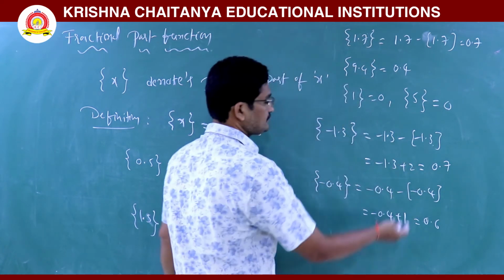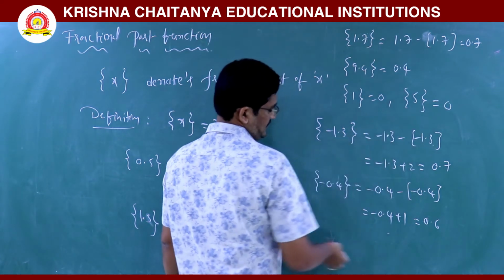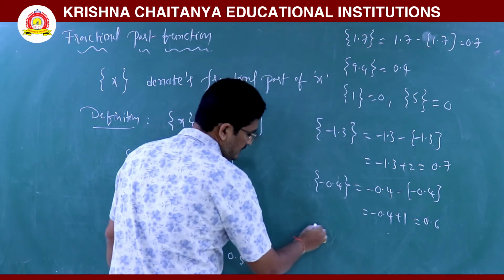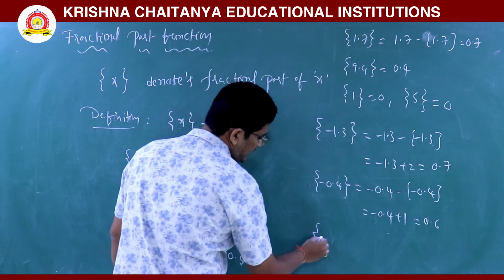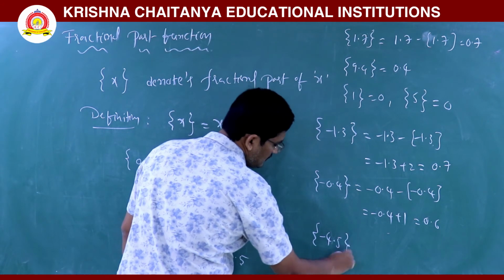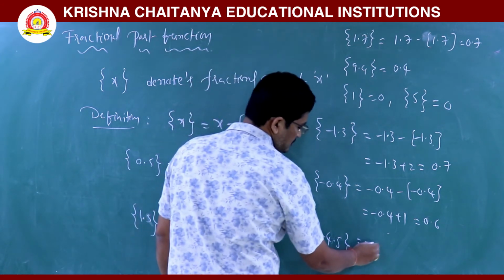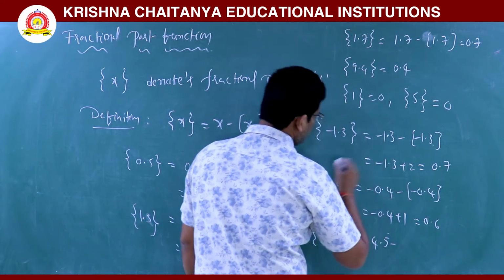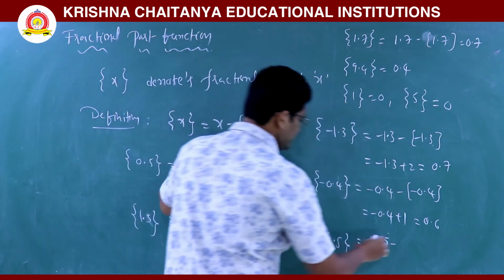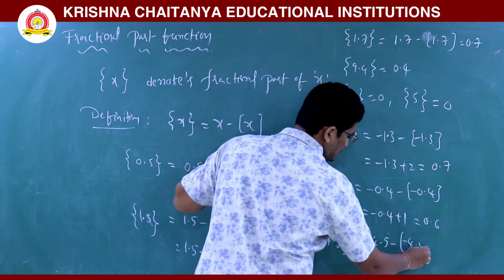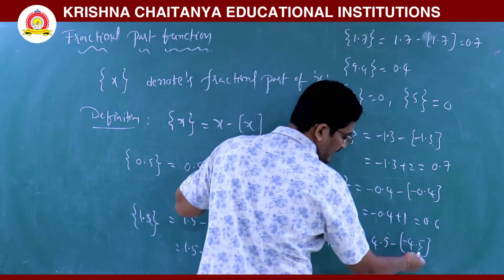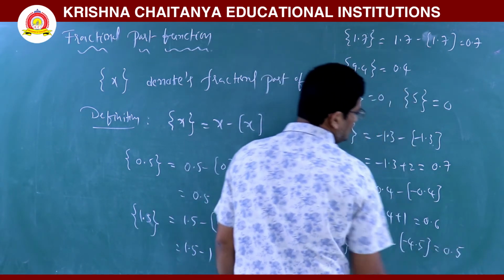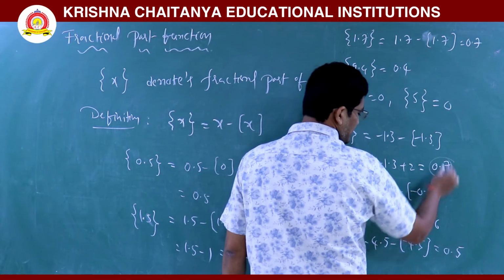It differs some with the previous discussion. The fractional part of minus 0.4 is 0.6. Fractional part of minus 4.5: what about this one? That is equal to minus 4.5 minus floor of minus 4.5. The floor of minus 4.5 is minus 5. Minus of minus 5 is plus 5. 5 minus 4.5 is 0.5. You have to observe all the fractional part answers.